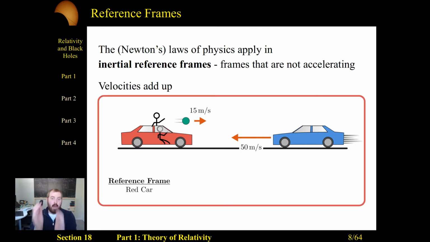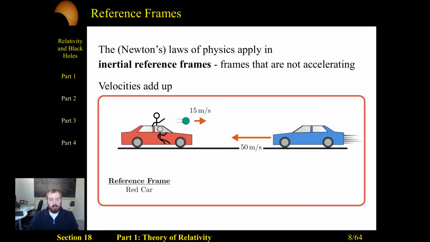So if you are a passenger in the red car, you see this blue car streaming at you at 50 meters per second. Your prankster friend who's throwing the ball, it's getting away from you at only 15 meters per second. So all we did was go from someone on the sidelines here to someone riding the red car. And already, the green ball is going slower, the blue car is moving faster.